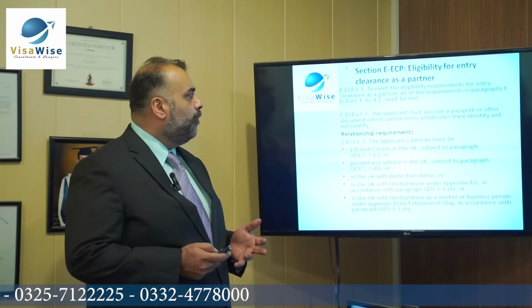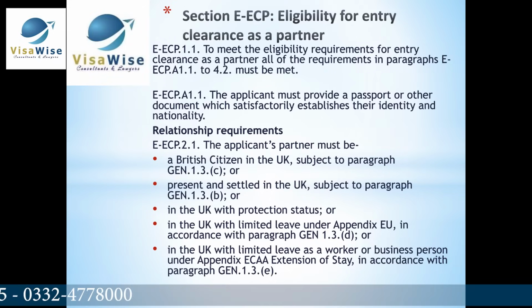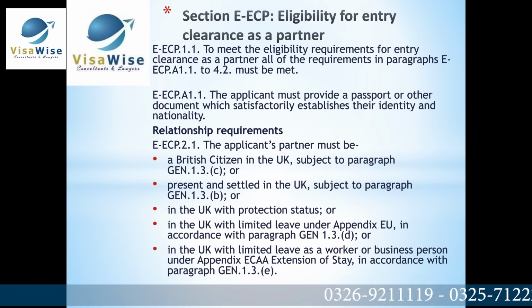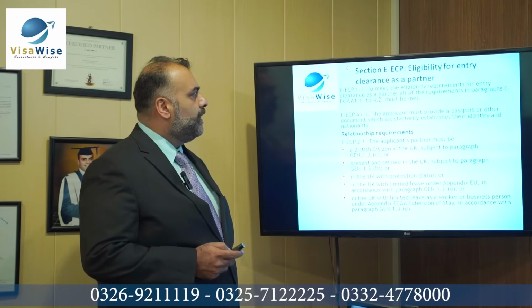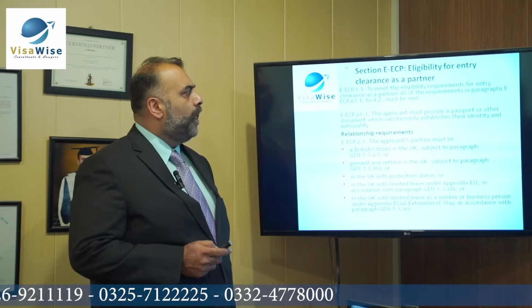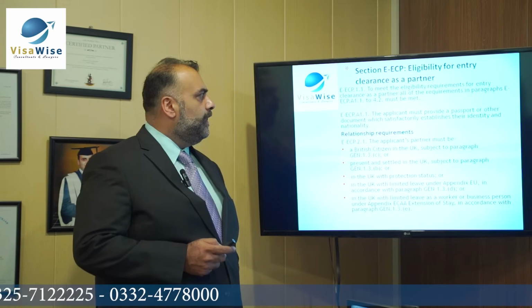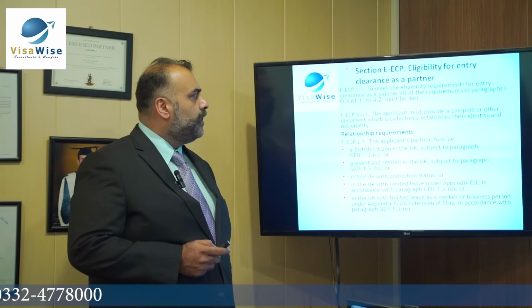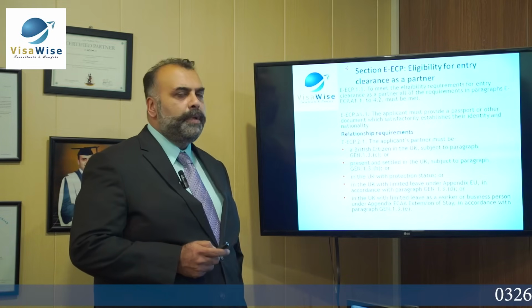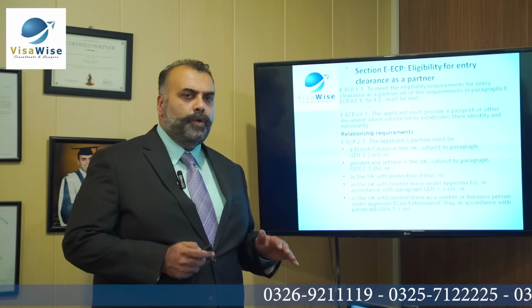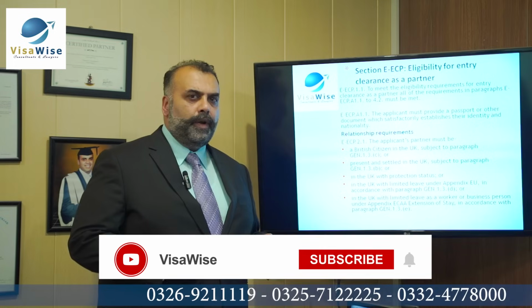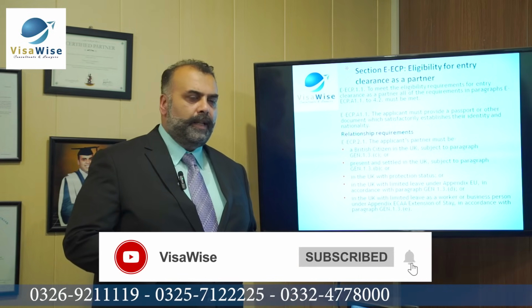So the starting point here, you can see that the applicant must provide a passport or other document which satisfactorily establishes their identity and nationality. To meet the eligibility requirements for entry clearance as a partner, all of the requirements in paragraph ECP 1.1 to 4.2 must be met. So all these requirements have to be met before you are granted your entry clearance as a spouse in the UK.